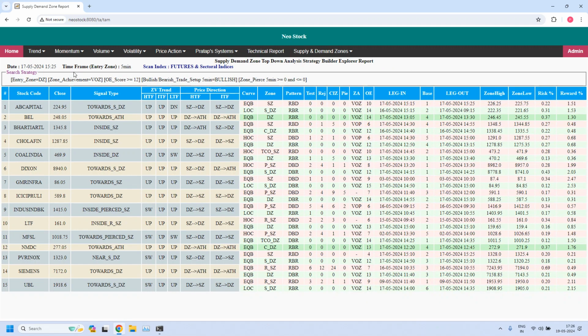So 15 stocks are filtered. See the timestamp 5 minutes. Entry zone, demand zone. And in bullish or bearish trade setup, in 5 minutes time frame, I selected the value bullish. Always look into the search strategy. Any mistakes in case I made, you can find here. So currently these 15 stocks are supporting bullish trade setup. Now let me go back and generate the bearish trade setup.